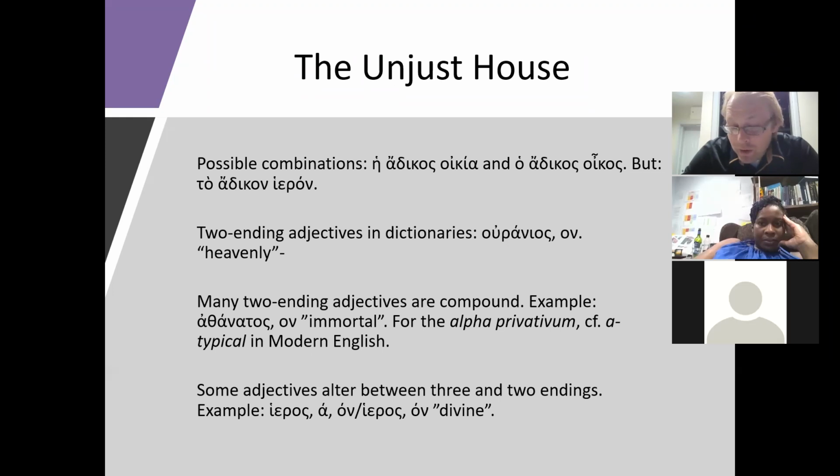It should be noted, however, that many adjectives alter between two endings and three ending types. For instance, the adjective meaning divine, hieros, hiera, hieron, is of this type, as it sometimes also occurs in its two ending form, hieros, hieron. But let's move on to the next topic, which is some new verb forms in the present tense. What we have on our program today is the present infinitive active, the present imperative active, and the present imperative medio-passive.